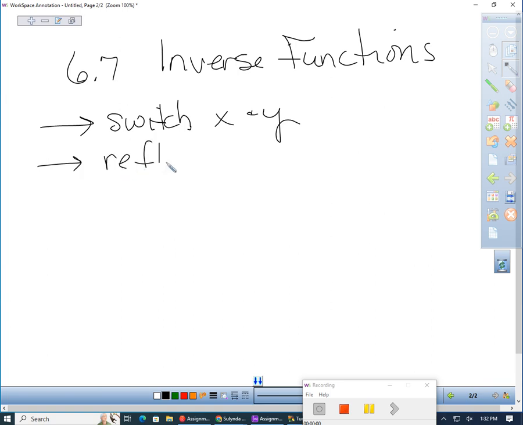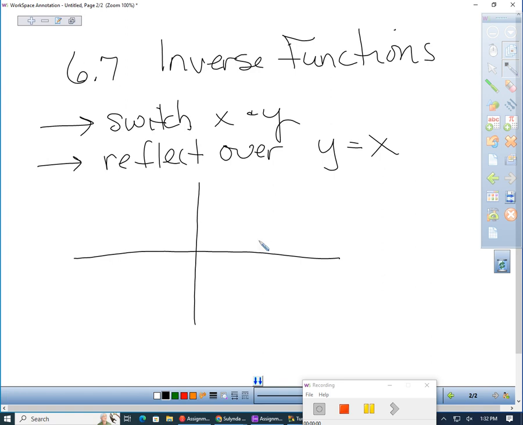reflect over the y equals x line. So for example, the y equals x line is a perfect diagonal right through the origin, right? So if I have something that is graphed up here, the inverse to that graph would be over here. That would be the inverse. It would reflect right over it, right on that dotted line.